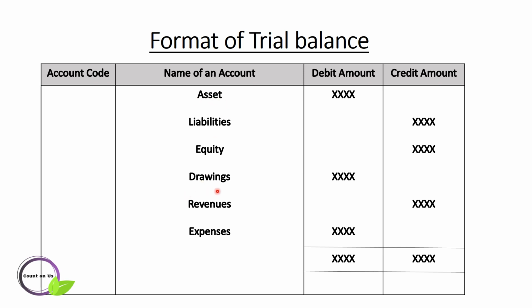Assets, drawings and expenses are on the debit side. That means all those are always debit balances. Then liabilities, equity and revenues are always credit balances. So you should remember these points to prepare the trial balance properly.